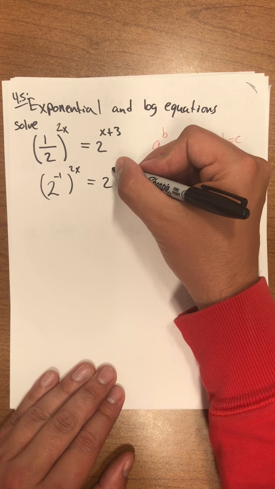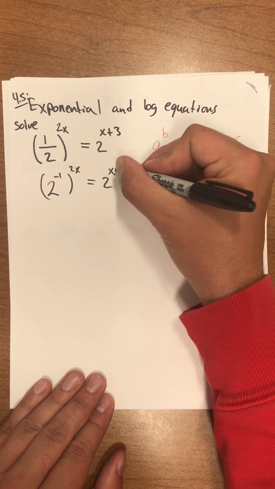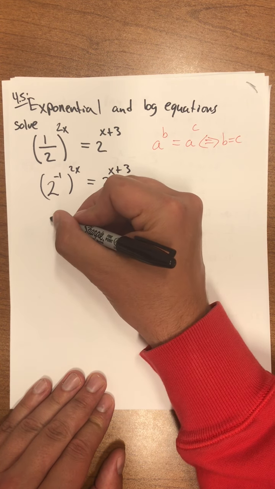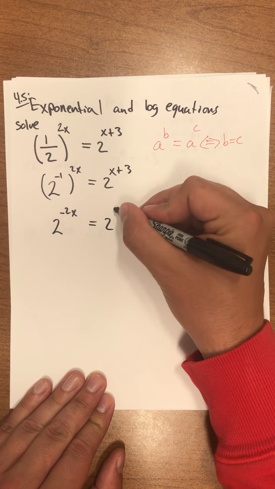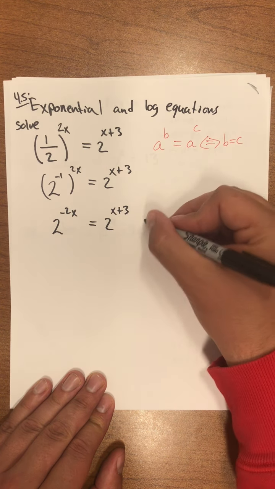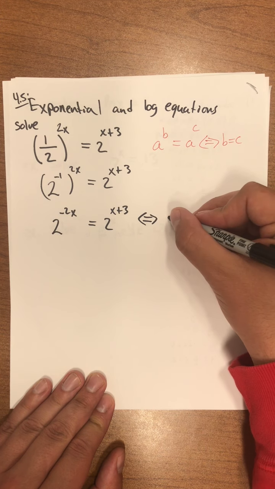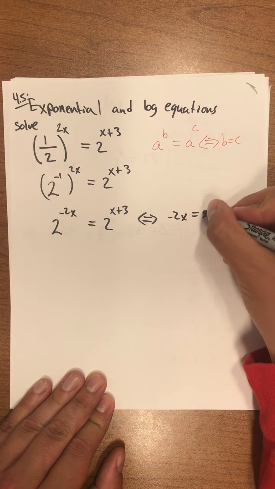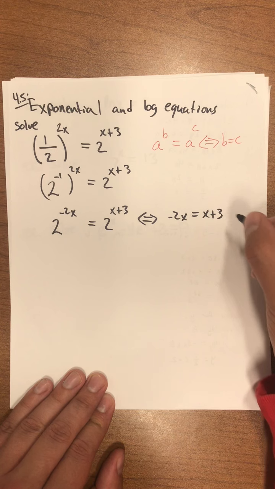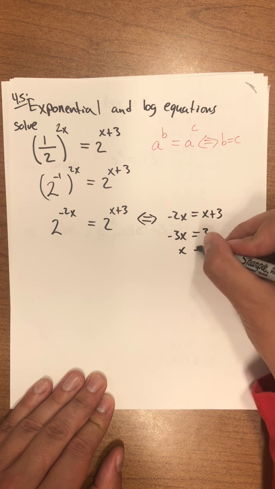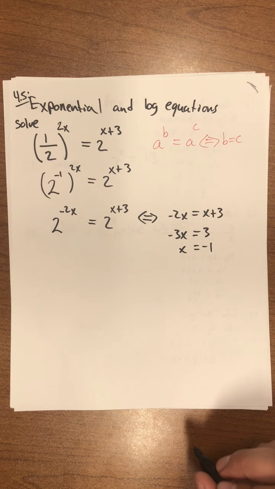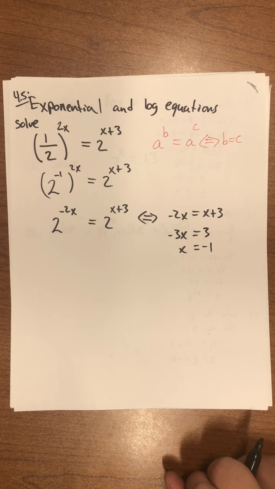So we can rewrite 1/2 as 2 to the negative first. And then we can set the exponents equal to each other and solve for x.